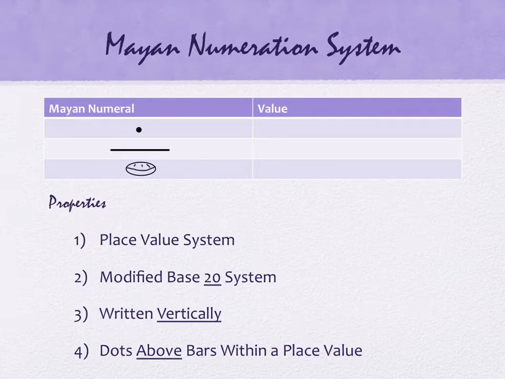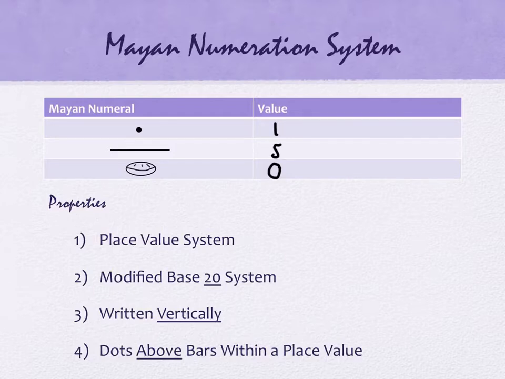Okay, the dot is worth 1. The line is worth 5. And the shell is worth 0. So already you should be like, well, that's good news. At least there's a 0. And it is good news. It solves some of the problems that the other systems have had, right? I have a 0.